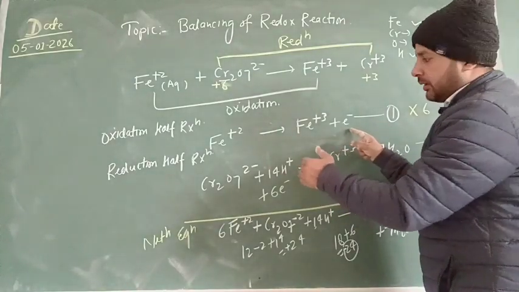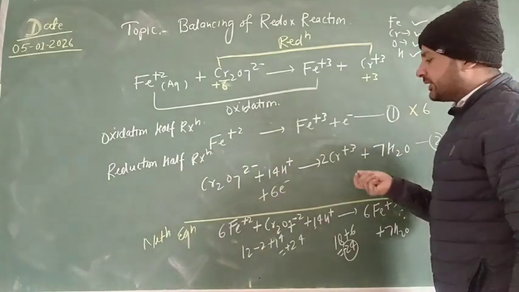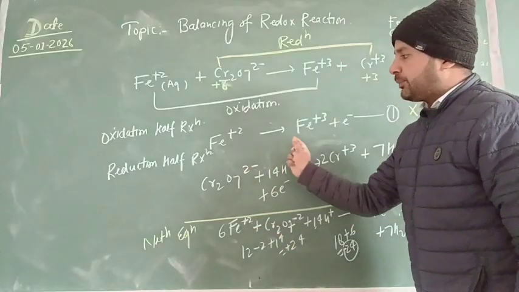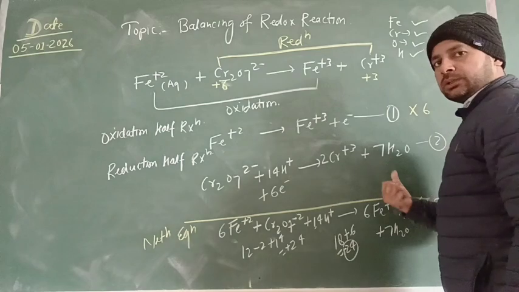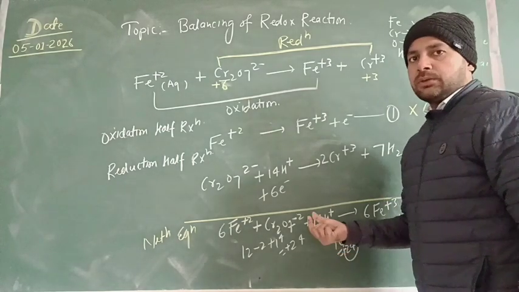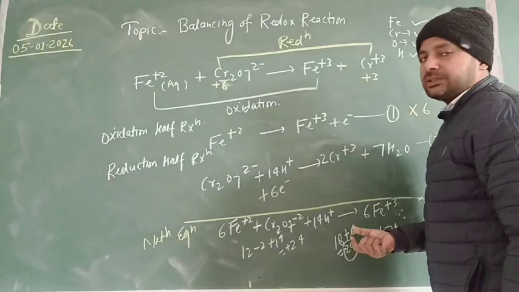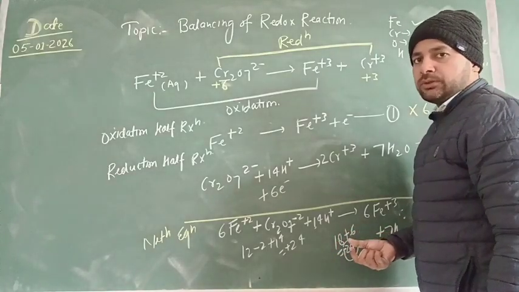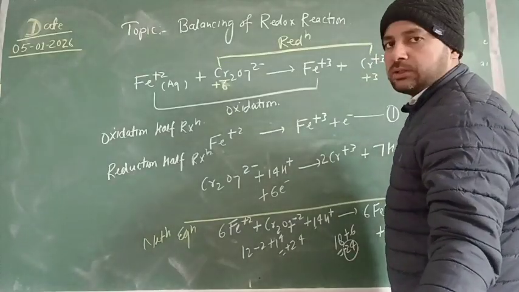After that, the electrons on the left and right sides will cancel out. So in the net equation we write the left portion on the left side and the right portion on the right side. Then we will check whether the number of atoms and the charge are equal on both sides. If they are equal on both sides, we will call this equation balanced. Okay. So this is the way we can balance a redox reaction.